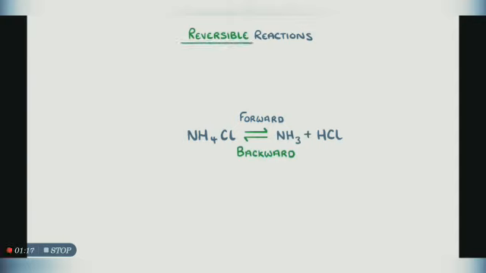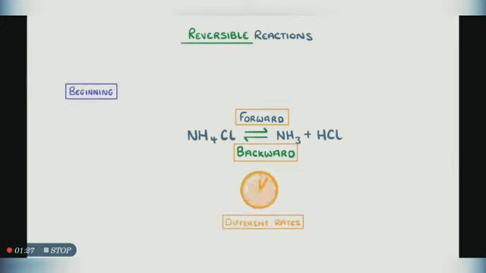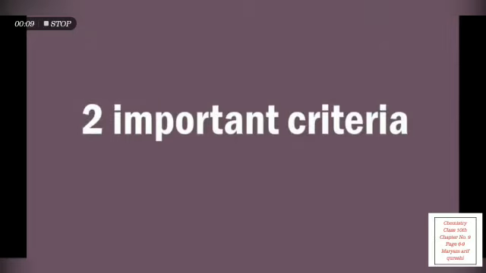Now the rate of forward and backward reaction in a reversible reaction depends upon the time, because with time the concentration of reactants and products keeps on changing. In the beginning, the forward reaction will be high because you have more ammonium chloride and none of ammonia and hydrochloric acid. But with time, the forward reaction will keep on decreasing and the backward reaction will keep on increasing, because now you have more ammonia and HCl and less ammonium chloride.